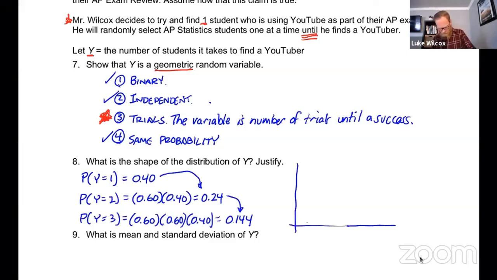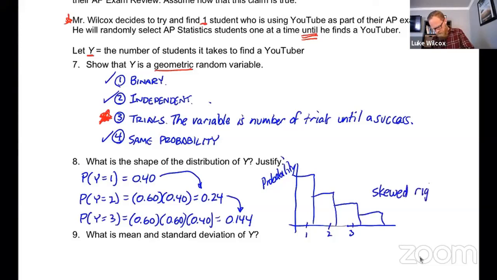Now, let's think about the distribution of y. If we were to graph this, y equals 1, and y equals 2, and y equals 3. Well, 1 would have the highest bar, right? If probability is represented on this axis here. And then 2 would be less than that, actually 60% of the previous bar. And then 60% of the previous bar. And you can just imagine what the rest of this distribution is going to look like. So now very clearly, I can identify the shape of the distribution as skewed to the right.